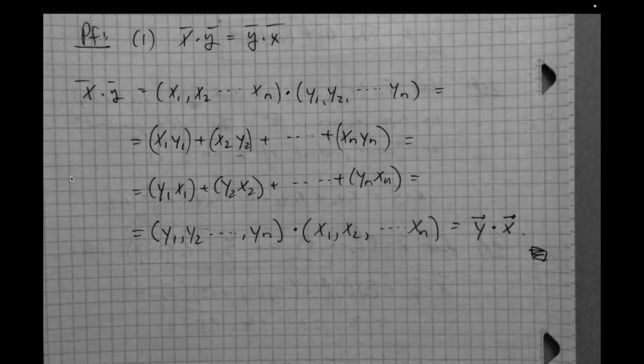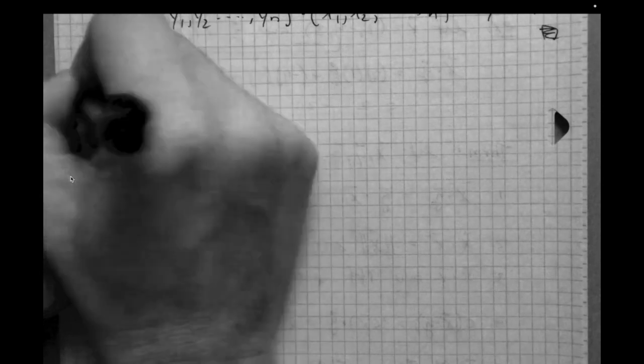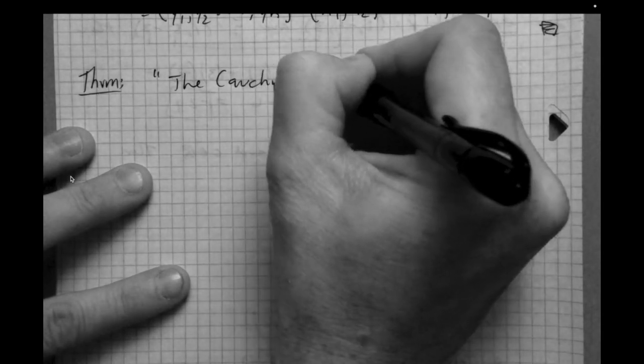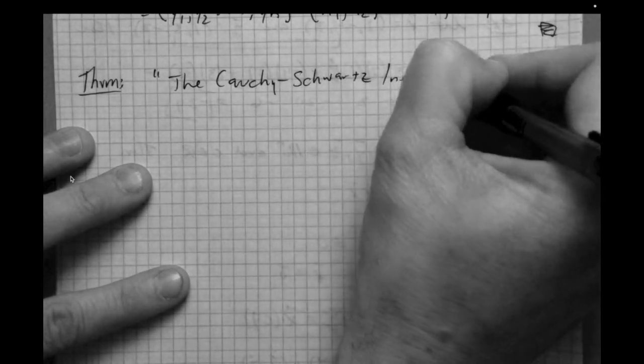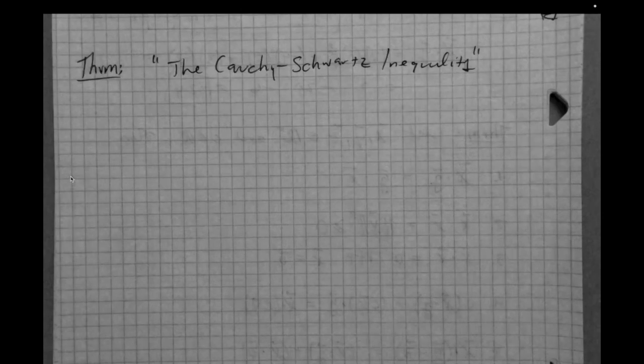Okay, so let's take a look at another theorem that relates to the dot product. This theorem is called the Cauchy-Schwarz inequality. A kind of famous one, used a lot. What the Cauchy-Schwarz inequality gives us is an upper and lower bound on the value of the dot product.